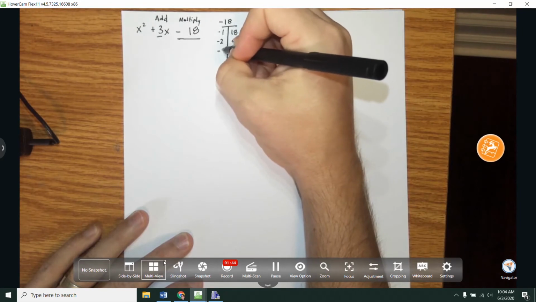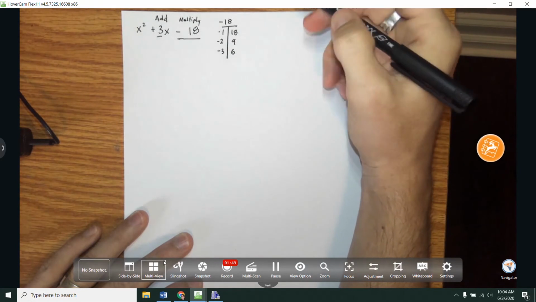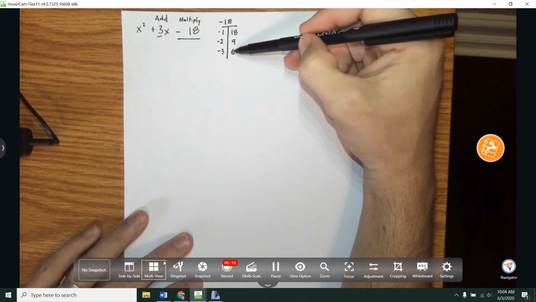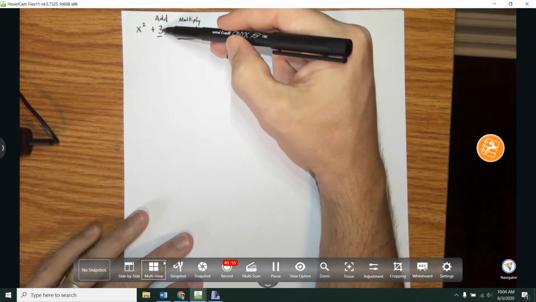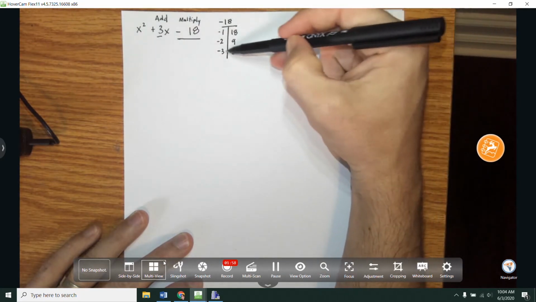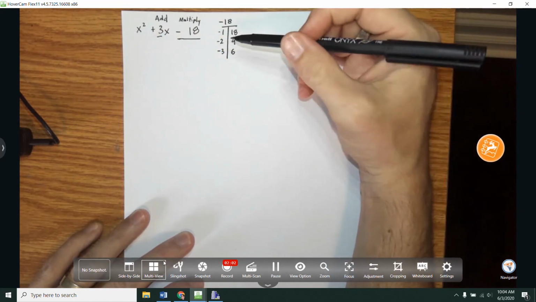If we do negative 3 and 6, that's our next one. It's also our last one, since we don't have any other numbers, but it does give us that positive 3. So these are your two factors. Now I'm going to show you the long way to do it, and then I'm going to show you the short way to do it.